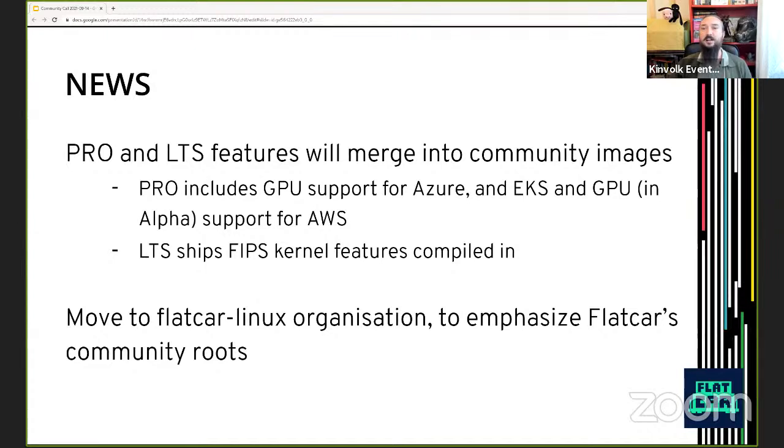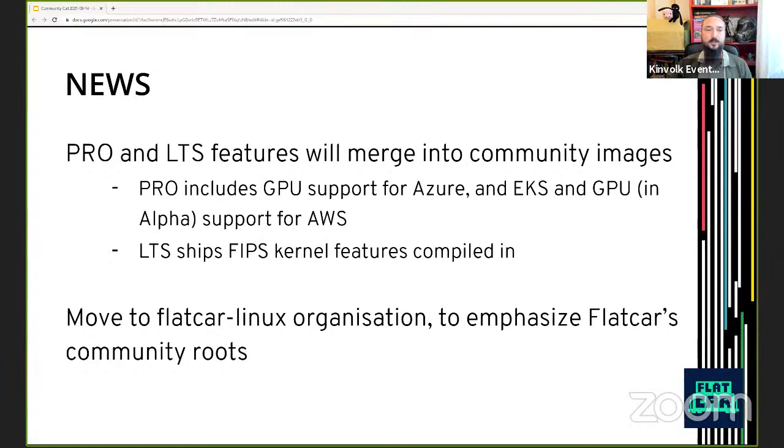Now those features are coming to the community images. There won't be any pros in the long-term future, at least not pros that we will provide. And we're adding those features to the regular images. And those features include GPU support on Azure. If you deploy Flatcar on Azure, you will be able to make use of GPUs on GPU instances right away, and EKS support for Amazon. And there's also GPU support in Amazon images in alpha. And we expect this to hit beta and stable soon.